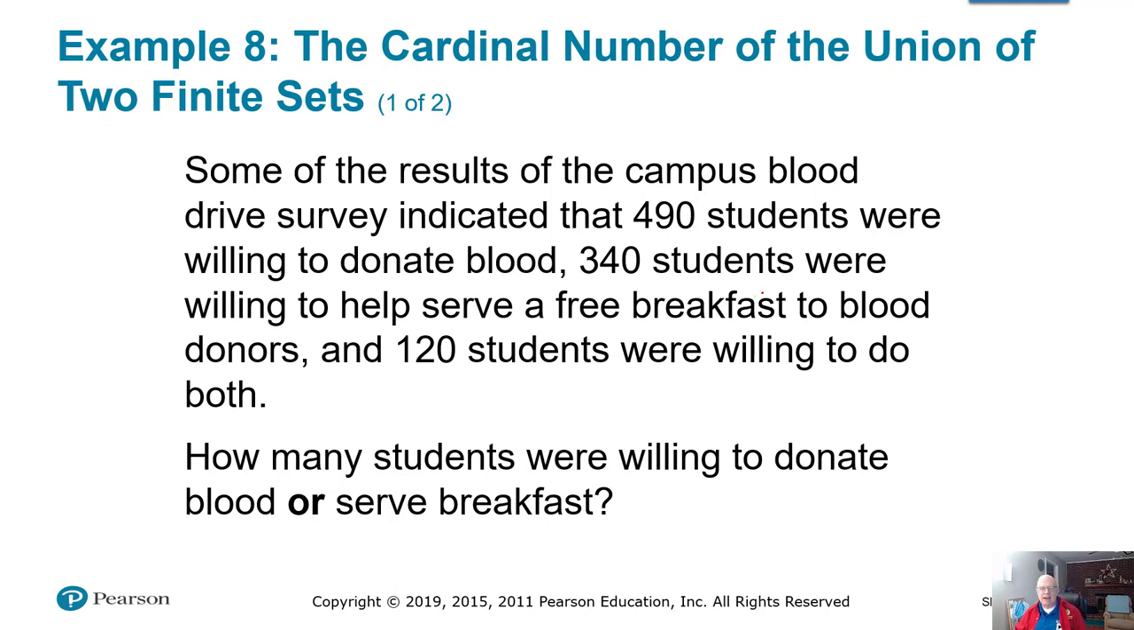Okay, we're coming toward the end now. See what we've got. It says they've got the results of a campus blood drive, and said 490 students were willing to donate blood, 340 were willing to serve a free breakfast, and 120 students were willing to do both. How many were willing to donate blood or serve breakfast? So here's where the Venn diagram comes in handy.